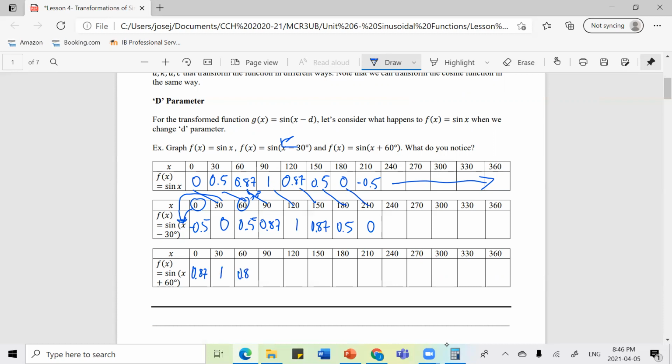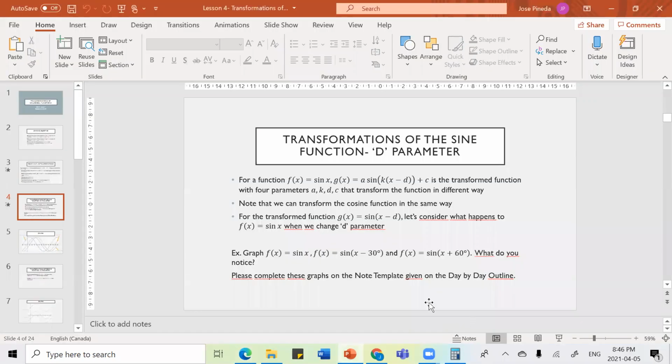And I think everyone can see what's going to happen here. I'll let you fill in the rest of the table, but essentially the only difference is that you're taking that x value and you're adding 60 to it. So again, I think you're starting to see what's going to happen. We're going to reach the same y values, but we'll reach them 60 degrees later than we would have in the original sine function. So what is the effect that this has?